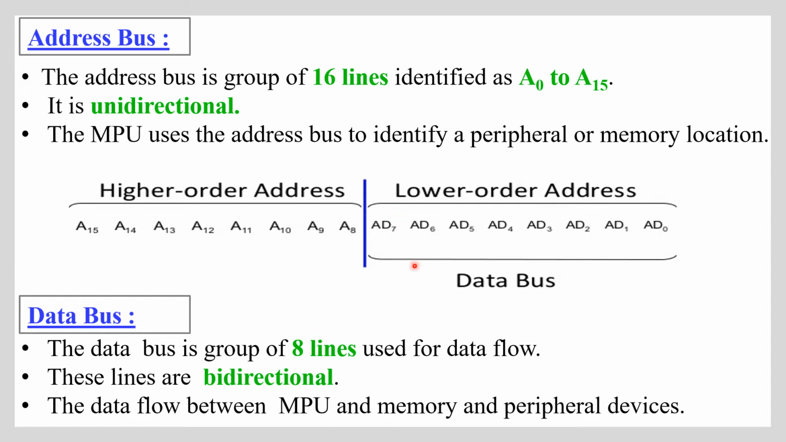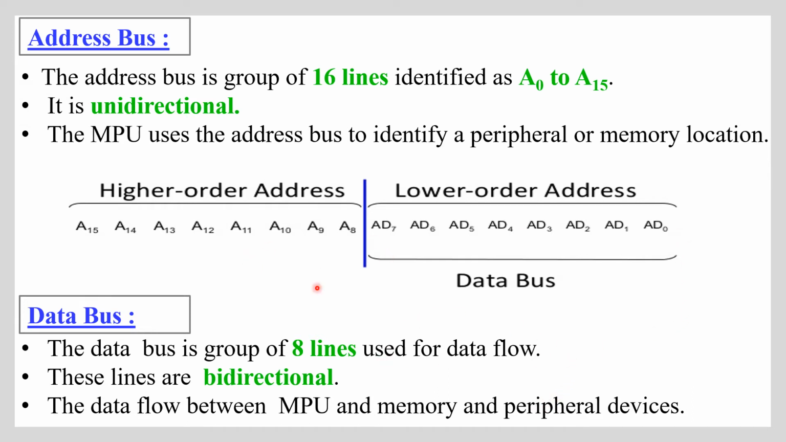The lower address lines are multiplexed with the data bus, meaning we send the address and data bits on the same lines. Clear? Because the data bus is 8-bit wide and the address is 16-bit. Clear? The data bus is a group of 8 lines used for the data flow, that is D0 to D7.